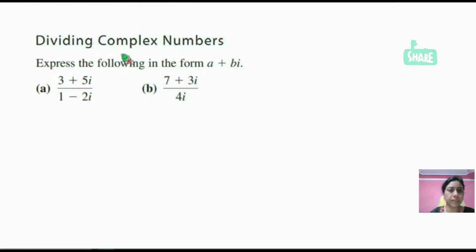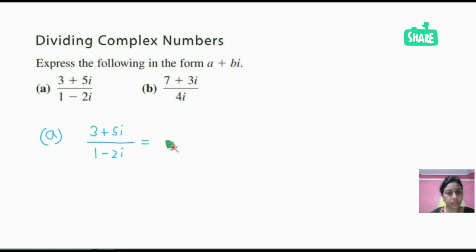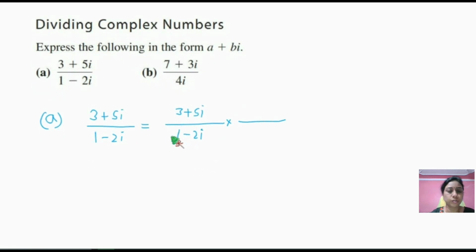Okay. Here is today's question. Dividing complex numbers, express the following in the form a plus bi. The first question: 3 plus 5i divided by 1 minus 2i. We write again 3 plus 5i divided by 1 minus 2i and multiply by its conjugate, 1 plus 2i. So simply multiply numerator and denominator by 1 plus 2i, the conjugate of the denominator.